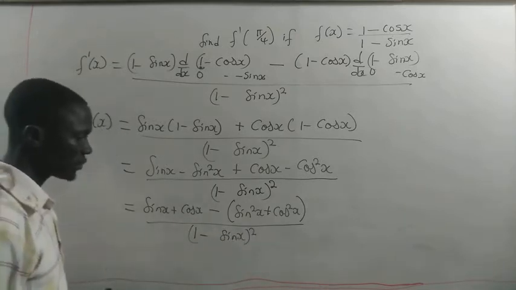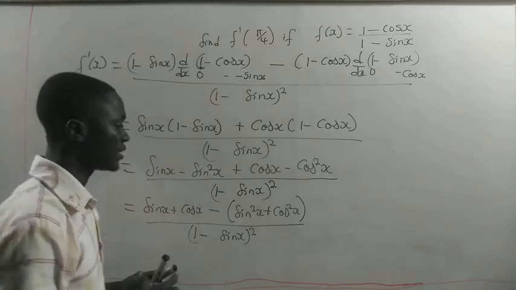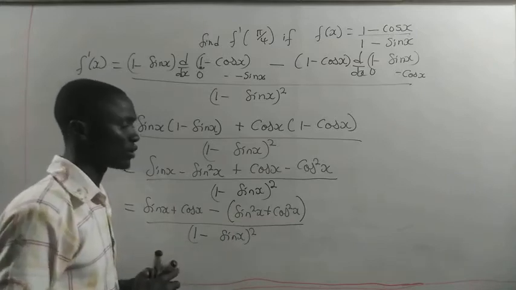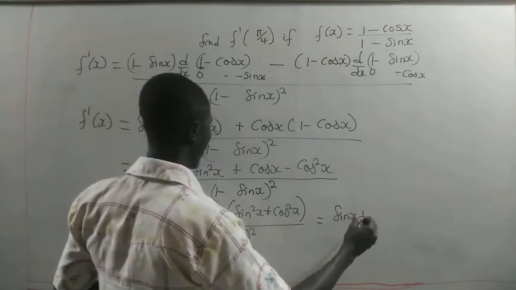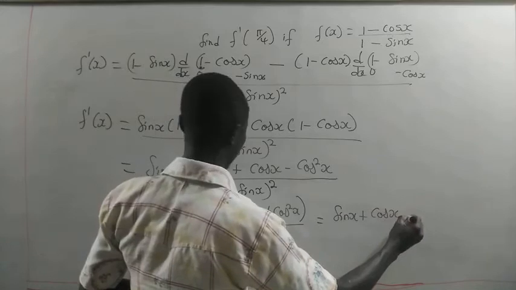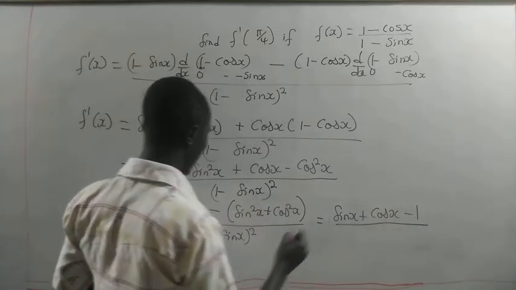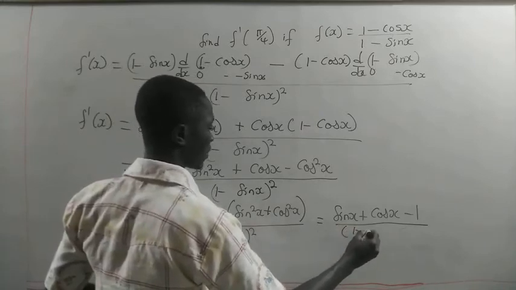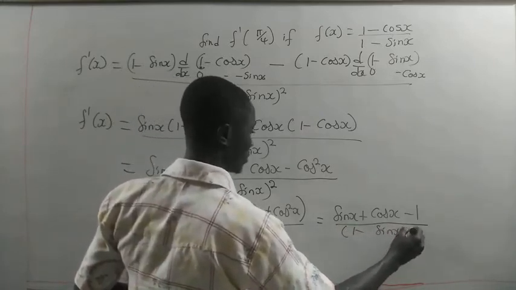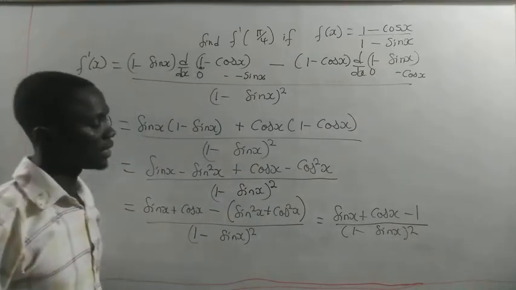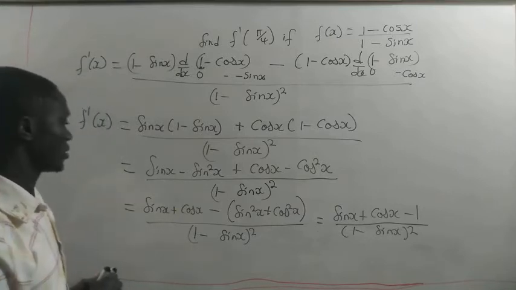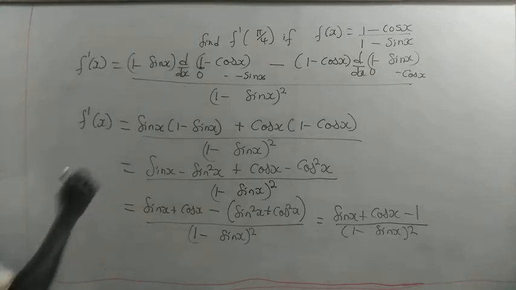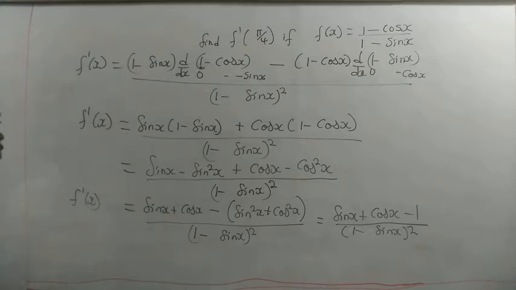Now, from the basic trigonometric identity, if we add sine squared of x plus cosine squared of x, we get 1. So this will give us sine of x plus cosine of x minus 1, all divided by 1 minus sine of x all squared. And here, what can we do? We can just put in the value of x that we have there. So f prime of x is equal to that. Let's put in the value and see.